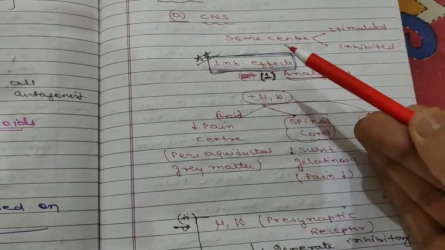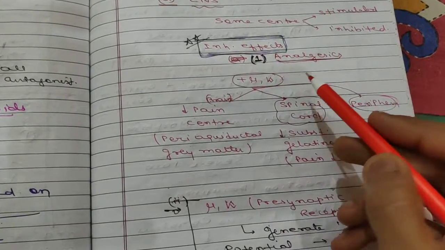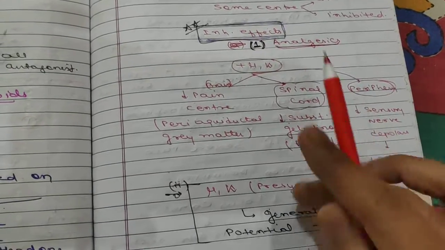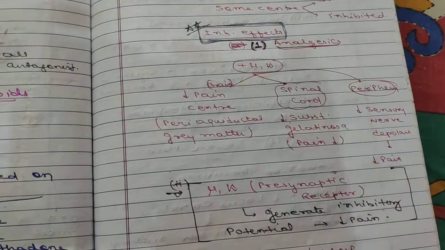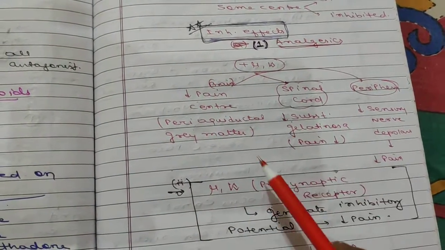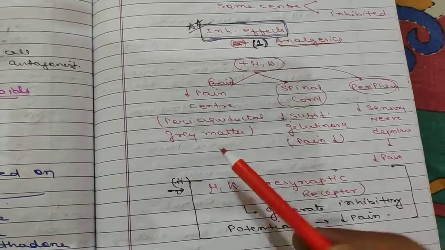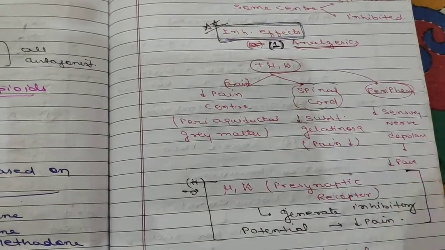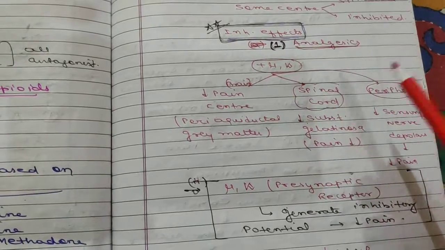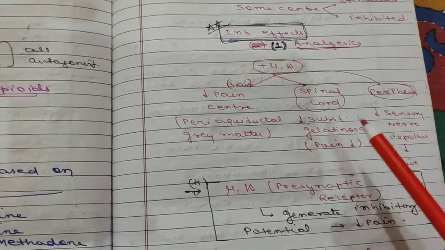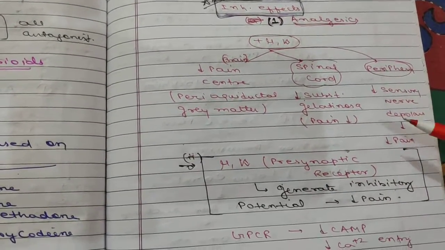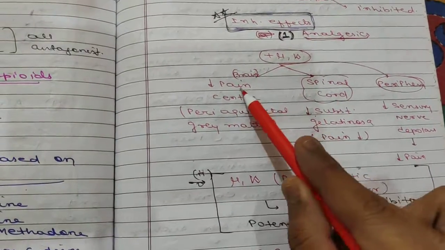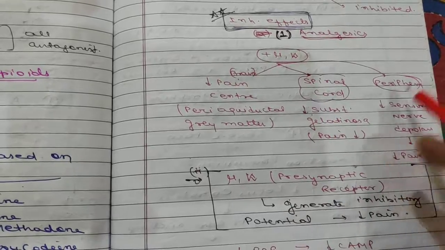So what are the inhibitory effects? The first is analgesia. Due to the inhibitory effect there will be analgesia. By stimulation of these two receptors there will be suppression of brain centers, like the periaqueductal gray matter you know from physiology classes. Then it can also suppress the substantia gelatinosa area present in the spinal cord, and suppress your pain. And in the periphery it will suppress sensory nerve depolarization, and that will decrease the pain. So it acts at the CNS level, the spinal cord level, and the periphery level.